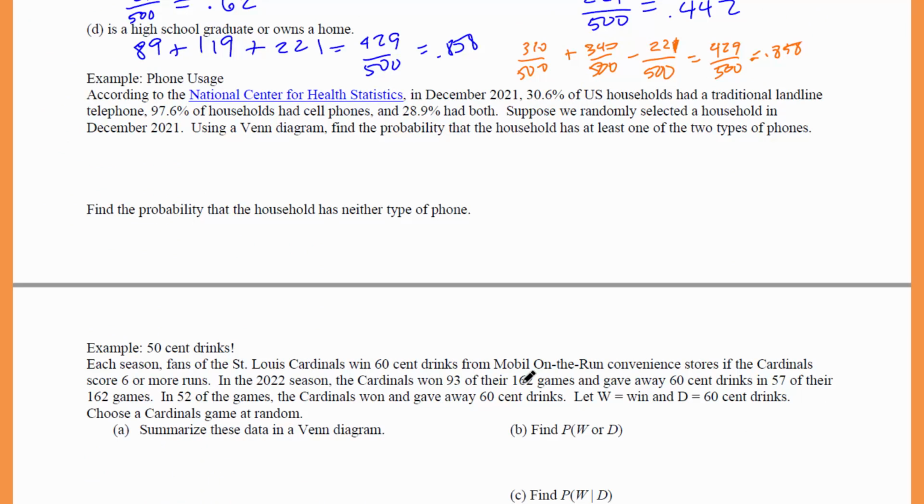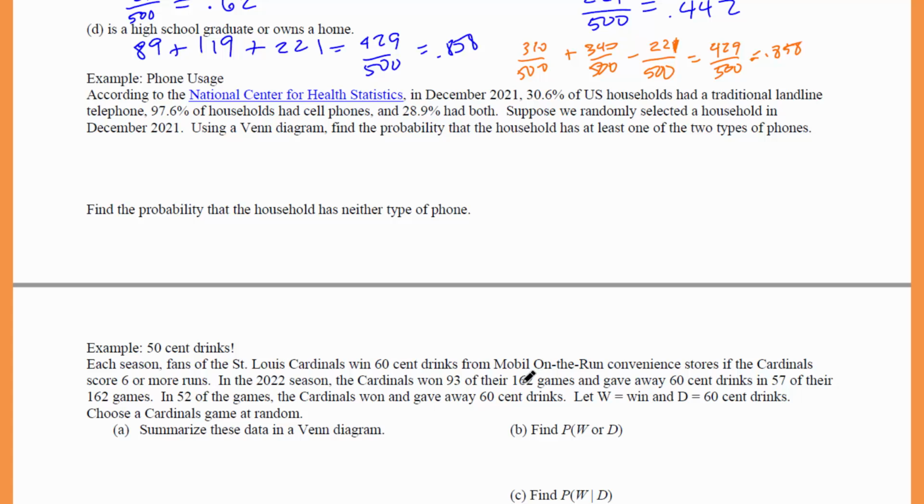Next example. According to the National Center for Health Statistics, in December 2021, 30.6% of U.S. households had a traditional landline telephone, 97.6% of households had cell phones, and 28.9% had both. Suppose we randomly selected a household in December 2021. Using a Venn diagram, find the probability that the household has at least one of the 2 types of phones.